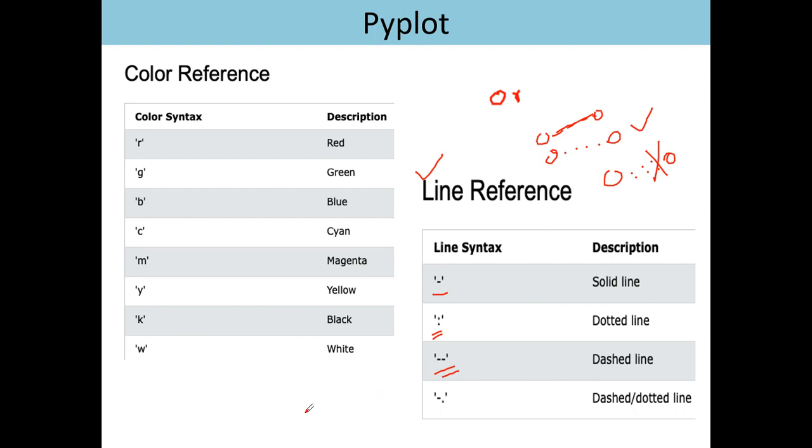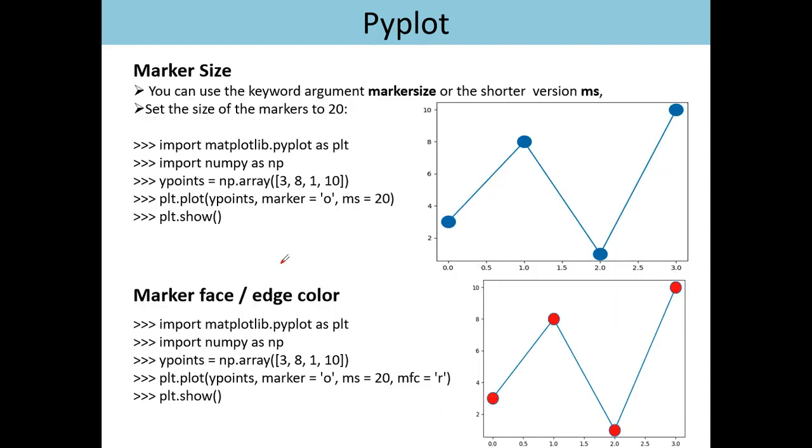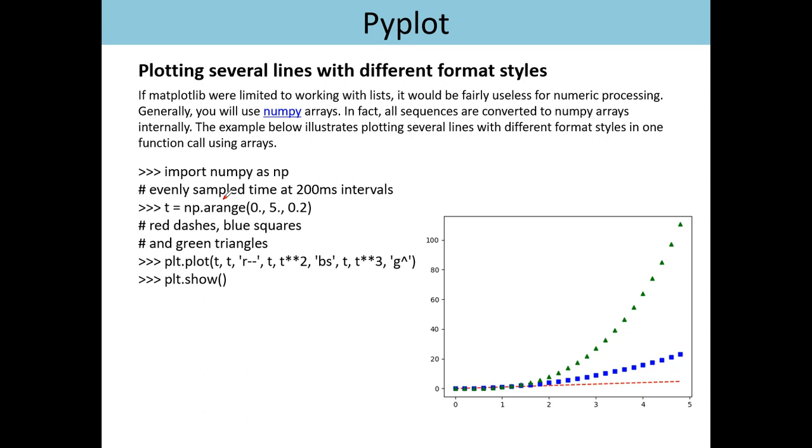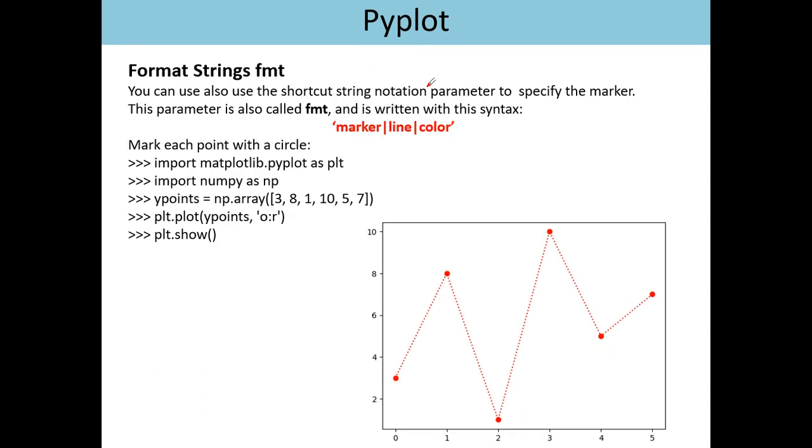There is a string called format string where you can specify all these things. I'm showing it to you. See here. Style. Yeah, this is the format string. Here you can specify a marker, then you can specify the line, then you can specify its color, just like that.